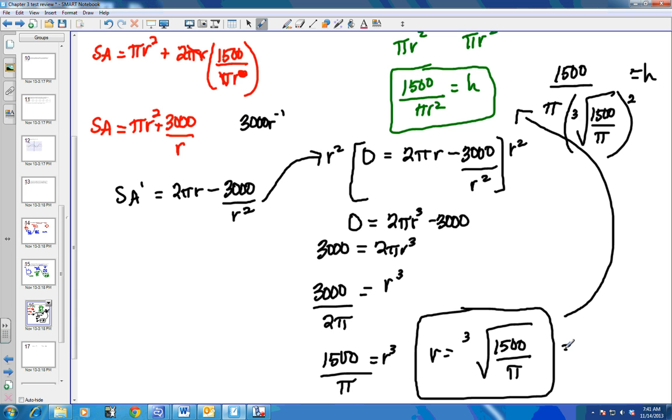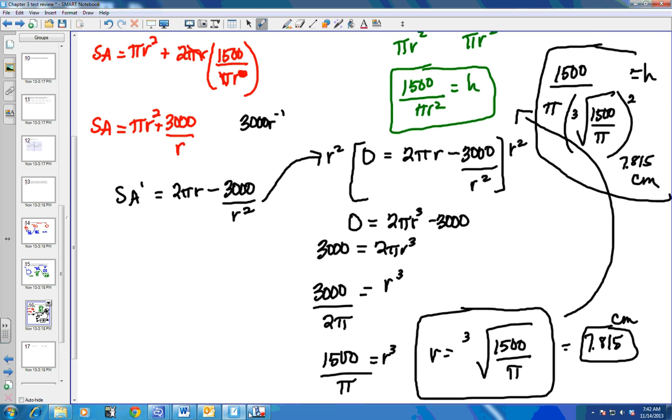Okay, if I were to put this in my calculator, it's 7.815. If I were to put this in my calculator, that whole thing, it's the same thing, 7.815, and we are in centimeters. Okay, so here's my height. There's my radius. Okay, I'm going to do the next 5 through 10 on the next video.